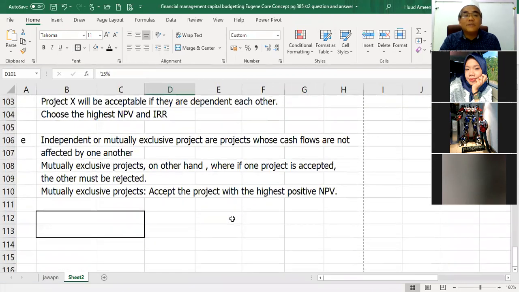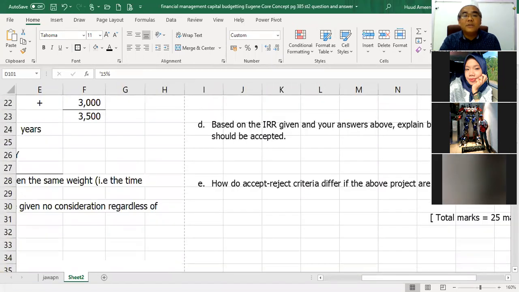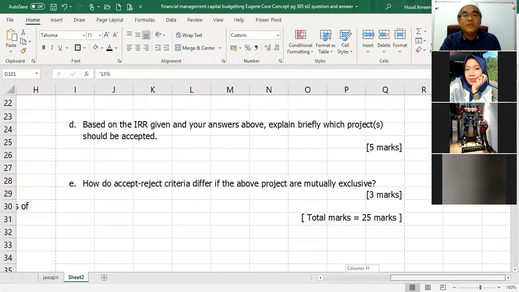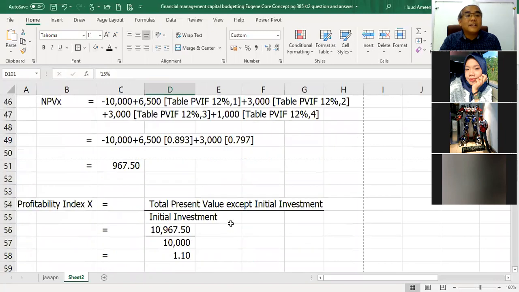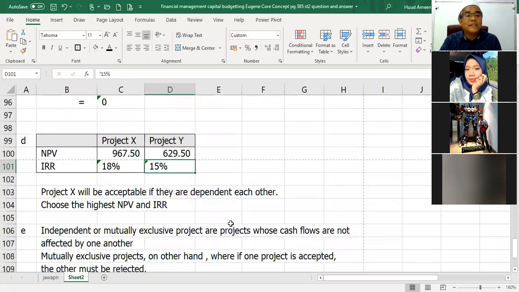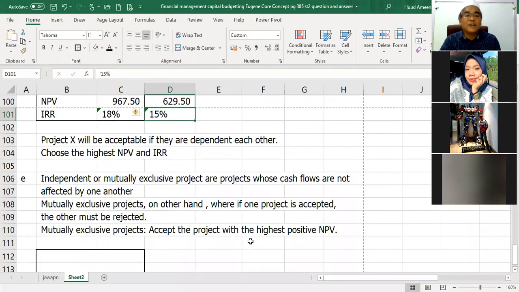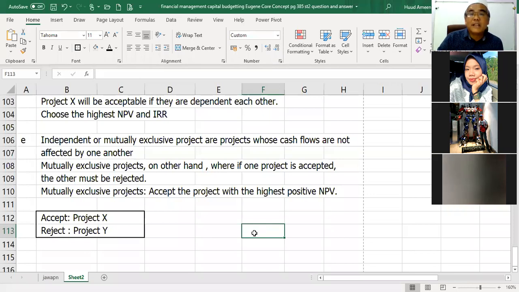And question number 3 asks how to accept or reject mutually exclusive projects. What do we mean by mutually exclusive? You find out which one is the highest and accept the project with the highest positive NPV. So the answer is to accept project X and reject project Y.